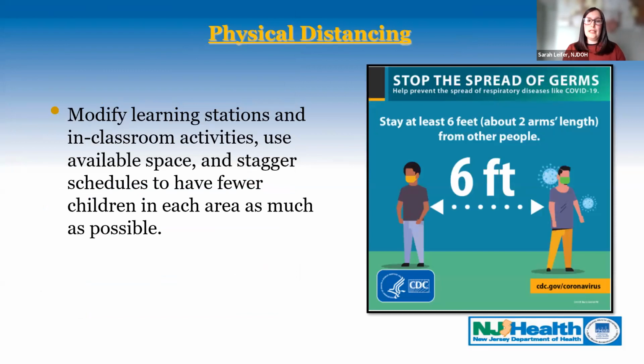Okay, another layered prevention strategy that the CDC recommends in this early childhood setting is physical distancing. They recommend that early childhood educators modify learning stations and in-classroom activities, use available space, and stagger schedules to have fewer children in each area as much as possible. Now, obviously, children are not going to stay 6 feet apart from one another at all times, not this age children at least. But by maximizing available space as much as you can, the hope is that the amount of actual close contact can be somewhat minimized.